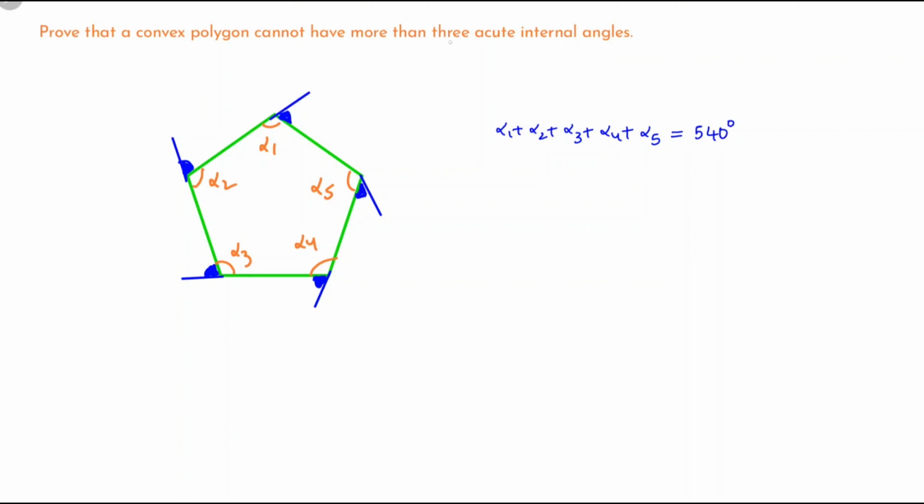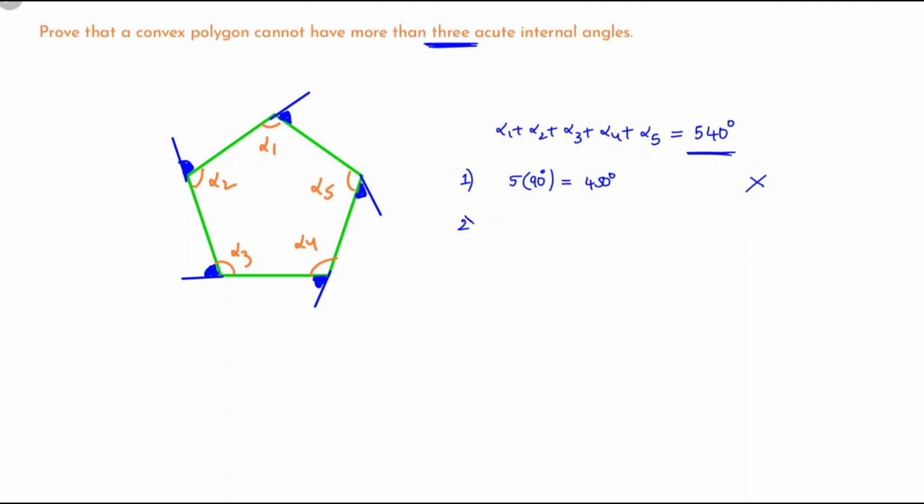Now, in order to get this minimum number 3, let us try with all different possible cases. Firstly, let us verify whether all the 5 angles can be acute. Now, if all the 5 are less than 90 degrees, then 5 times 90 will be equal to only 450 degrees. But we need the sum as 540. Hence, there cannot be 5 interior angles which are acute.